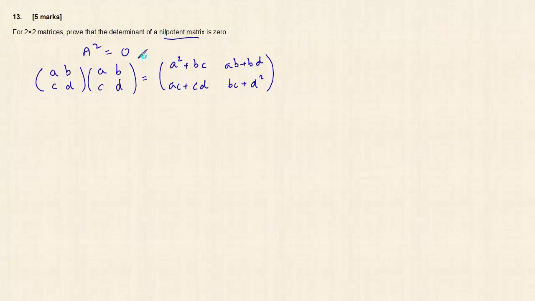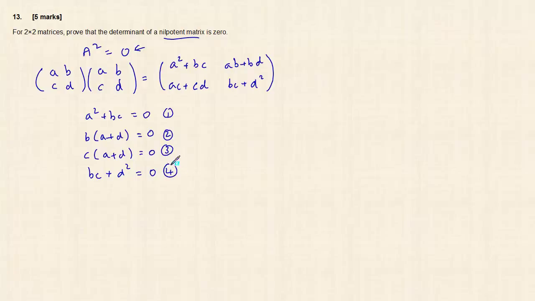So what we have to have, if this is going to be the 0 matrix, is that A squared plus BC is equal to 0. AB plus BD, which we could write as B(A plus D), is equal to 0. This one could be written as C(A plus D) is equal to 0. And finally, we'd need BC plus D squared is equal to 0. Let's call these 1, 2, 3, and 4.